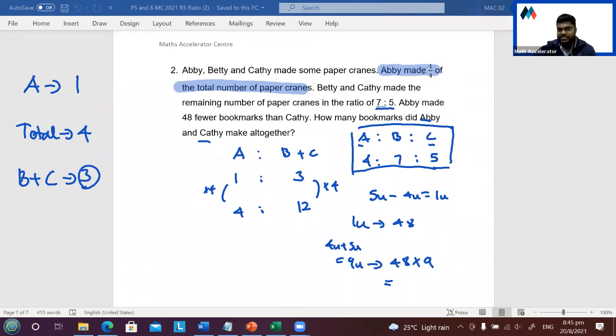Okay, let's see what answer you all got. Okay, someone pointed out an error in this question, which I agree with. So paper cranes, then over here, bookmarks. So change it to paper cranes.